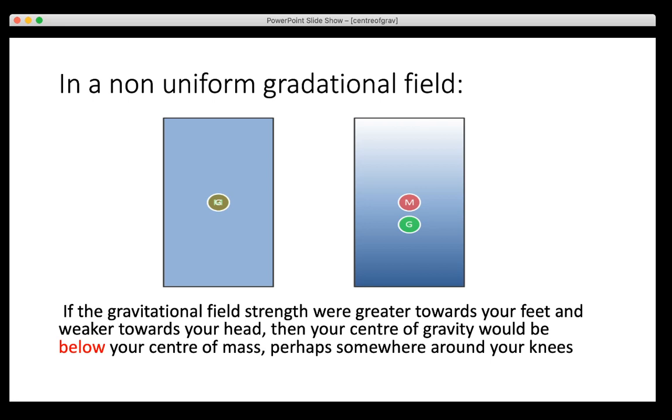So the location changes. Why? Because in the second field, the gravitational pull or gravitational effects are more towards the lower side. If the gravitational field strength were greater towards your feet and weaker towards your head, then your center of gravity would be below your center of mass. Why has CG changed? Because CG depends upon the gravitational field. On the other hand, center of mass doesn't. So center of mass remains the same, but center of gravity got lower because gravitational force is more towards the lower side. So this is the only difference.